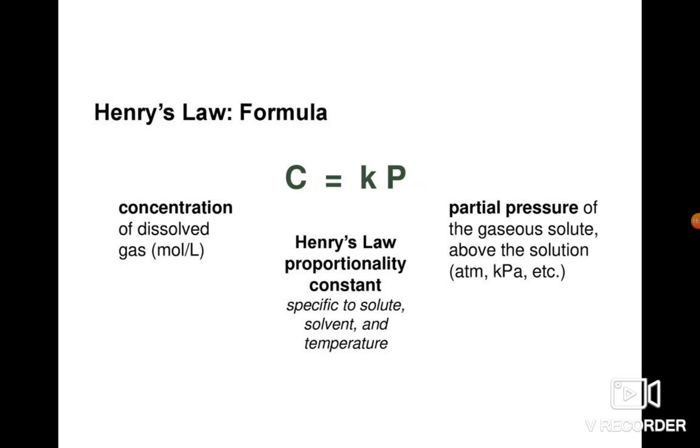Whenever we replace the proportion sign, there will be a constant, that is K. This is called the Henry law proportionality constant, specific to solvent, solute and temperature. It will depend on the solute, solvent and temperature. The main question comes from this portion, because one question always comes: what is the order of the solubility of the gases?